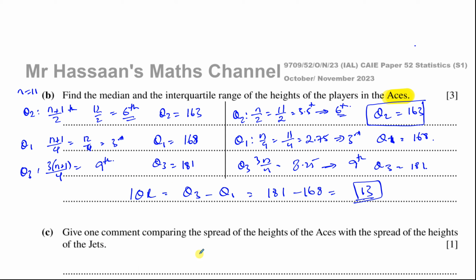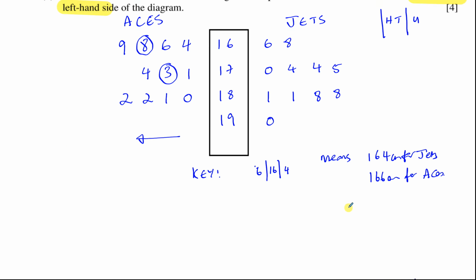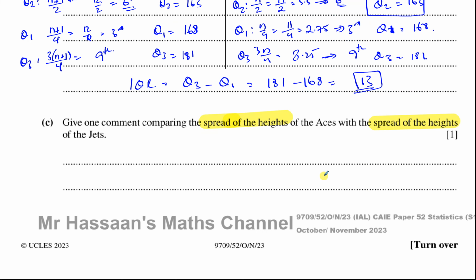Then it says give one comment comparing the spread of the heights of the aces with the spread of the heights of the jets. So we're looking at the spread of the heights, so we have to consider how spread out they are. And we can see from the diagram that the aces' heights are less spread out than the jets'. You can just see that visually from the diagram.